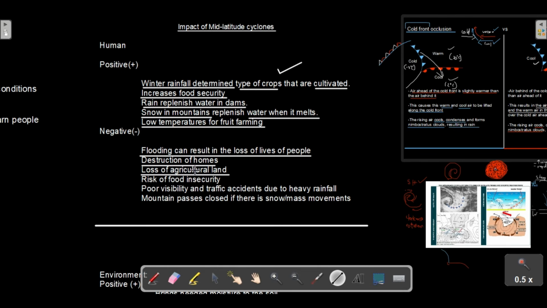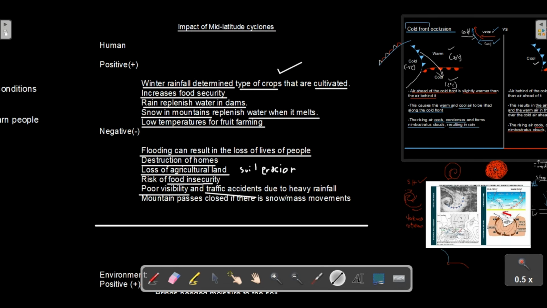There's loss of agricultural land, because of flooding that's associated with soil erosion. Now that your soil ends up being eroded, the topsoil that is necessary, because it has the necessary nutrients for the plants, your crops, is lost. There's a risk of food insecurity, because now we're going to lose a lot of agricultural land, that reduces production, and hence that is a risk to food security. Now people will not be able to produce enough food to feed the whole country.